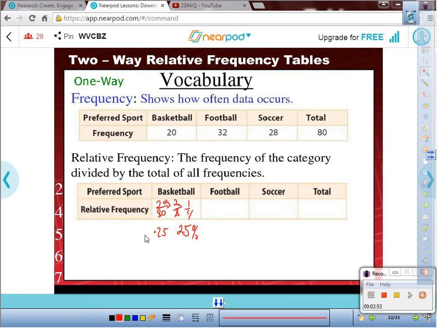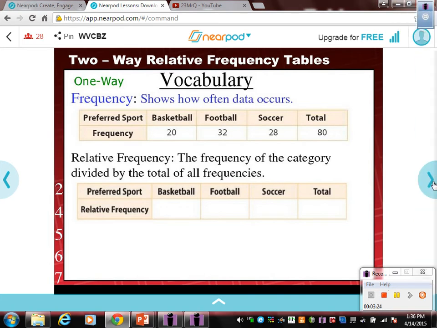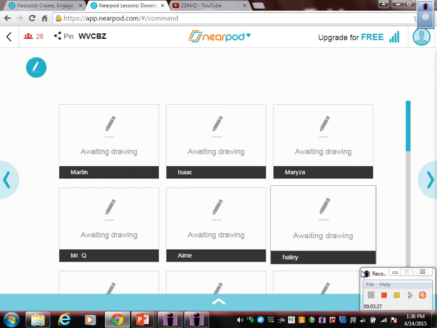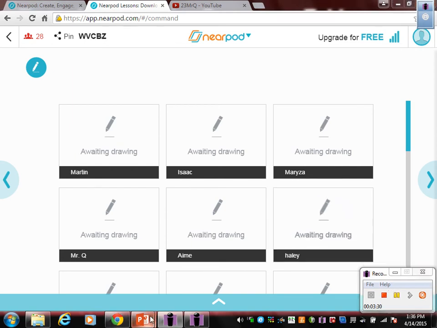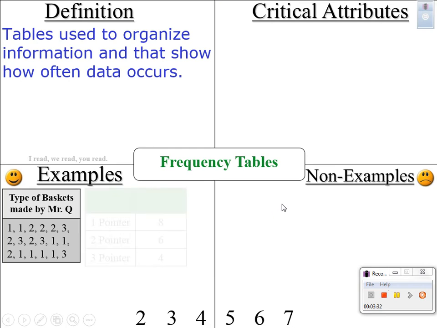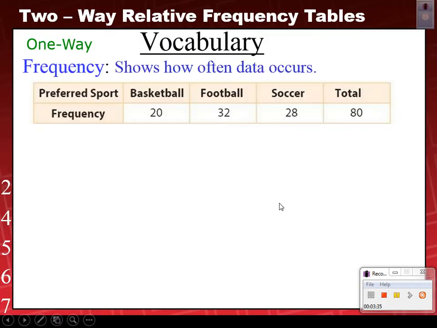Does that make sense? So once again, a frequency is just the amount of times the data happens. But once you do some division using the grand total, which was 80, it becomes relative frequency. Therefore, I want you to finish up this table. Look up on the iPad. Once you send it, I want you to copy the definition on your paper, please. Here we go. Finish the rest of the table and send it, please. Yeah, decimal and percent.